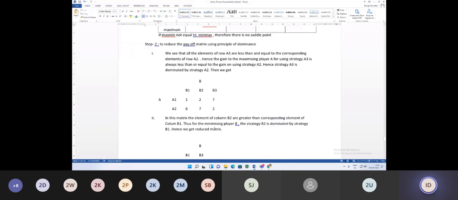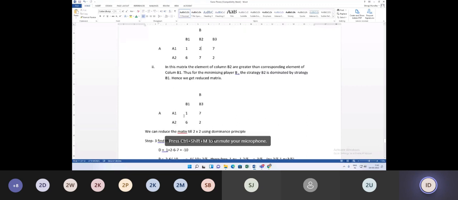Thus, for the minimizing player B, the strategy B1 is dominated. Why? Because 2 and 7 give the maximum gain, while the others are lesser values. So by using this payoff matrix, B2 gives a greater value than B1. So B1 is going to be ignored. So it's reduced. Now the problem is reduced to B2 and B3, A1 and A2.